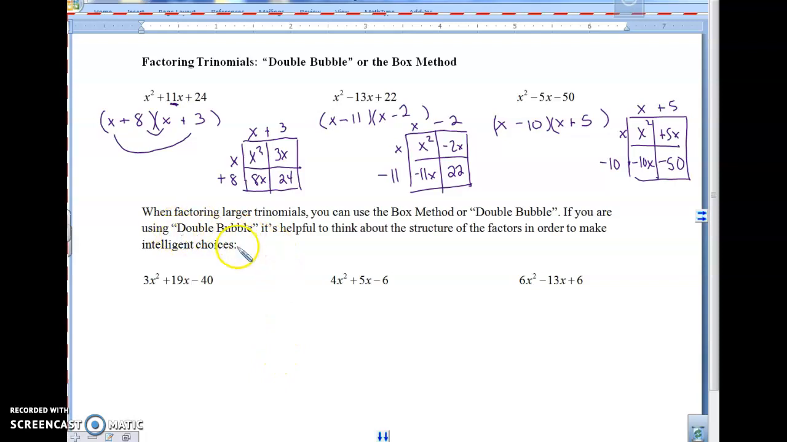So if we are using double bubble, it's helpful to think about the structure of the factors in order to make intelligent choices. Sometimes you want to put in as much as you can and then figure out what you can use and what you can't. So let's deal with double bubble here.